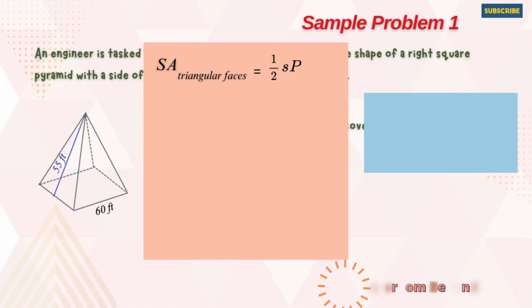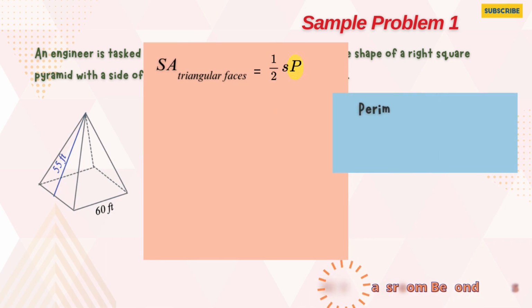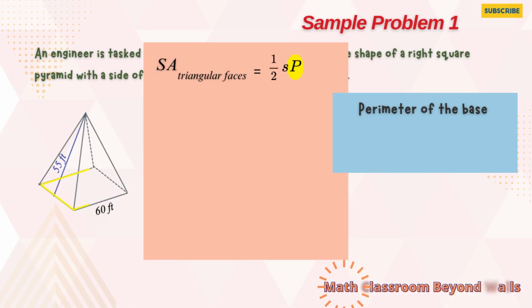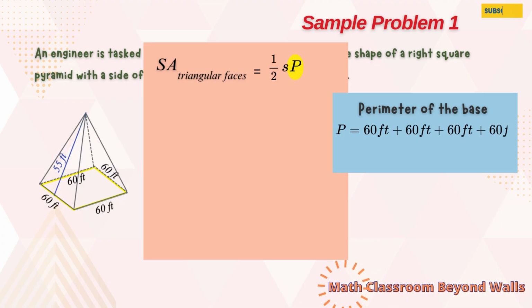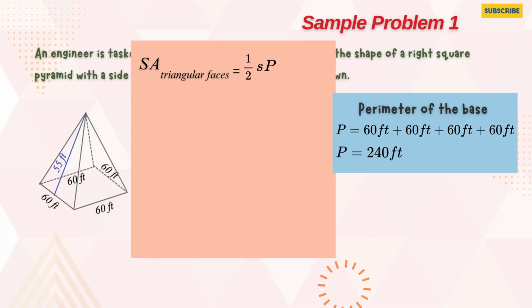Remember that in this formula, P stands for the perimeter of the base, which is the sum of the sides of the base of the pyramid. Since the base is a square, each side has a length of 60 feet. Do you agree, learners? So, perimeter P is 60 feet plus 60 feet plus 60 feet plus another 60 feet. And this gives us 240 feet.